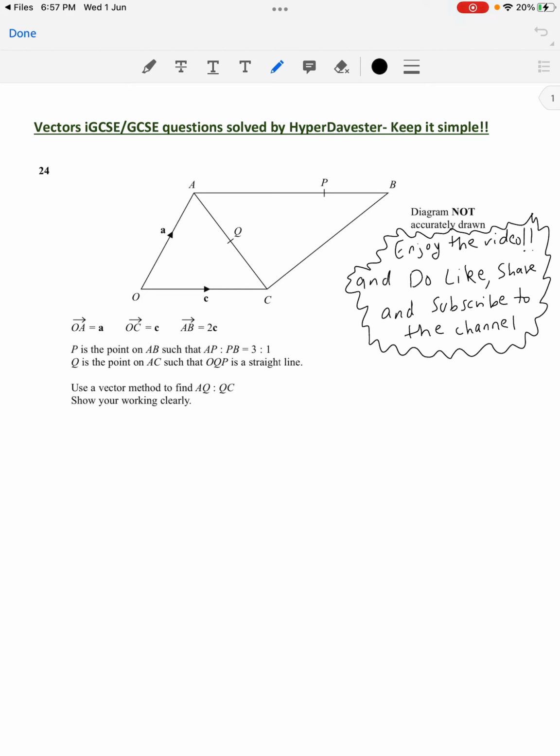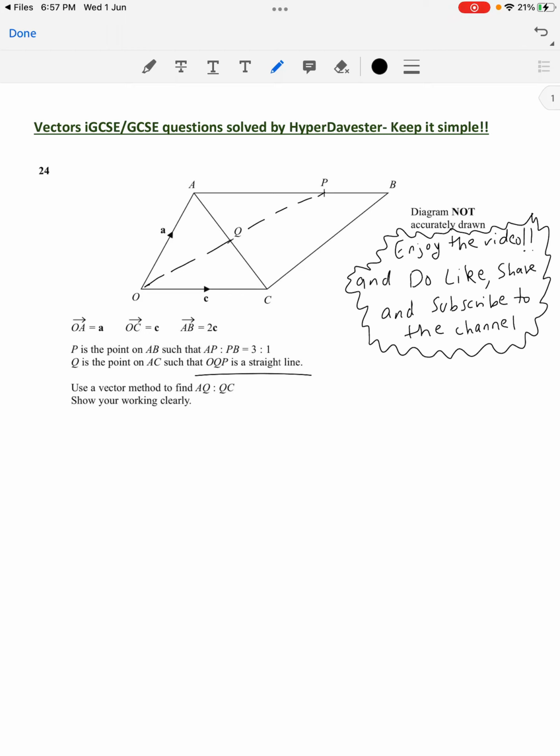So, first rule when solving any question is to just keep it simple. Remember, keep all the methods straightforward. So we have to show something. The first clue given is that OQP is a straight line, so you know that this is going to be a straight line, somewhere around that point there.